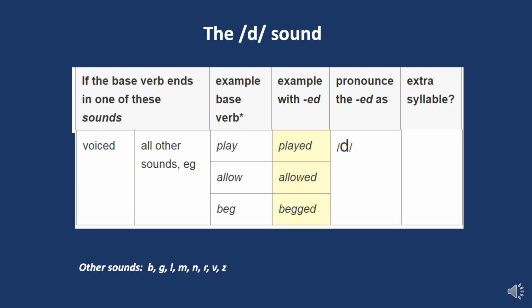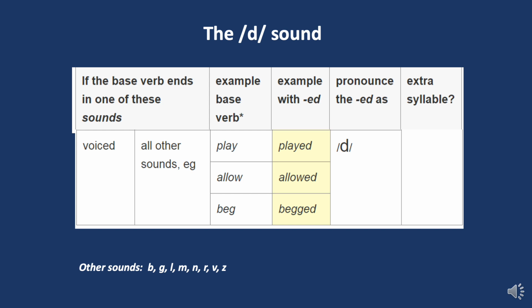So let's take a look at the example base verb of play. In the past tense, this becomes played. So in this case, the final sound is a D sound. This does not add an extra syllable. Let's look at the next example base verb, allow. Let's look at the past tense, allowed. Allowed. So that's a D sound, no extra syllable once again. And the other example base verb is beg. Let's look at the past tense, begged. Begged. Notice it's a D sound at the end and no extra syllable.